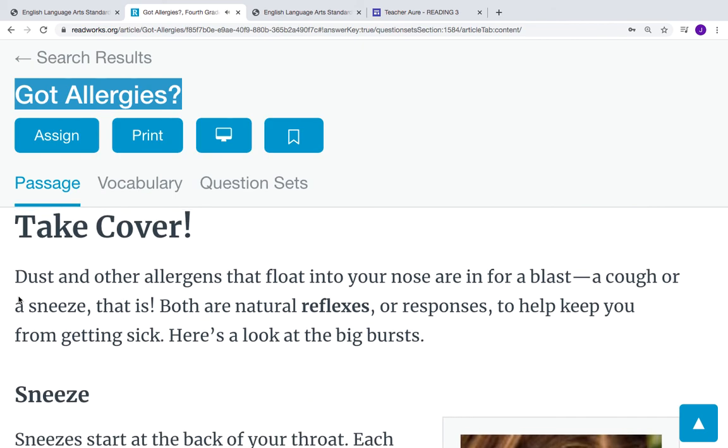Take cover. Dust and other allergens that float into your nose are in for a blast. A cough or a sneeze, that is. Both are natural reflexes, or responses, to help keep you from getting sick. Here's a look at the big bursts.